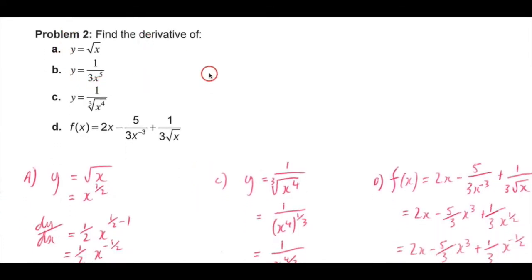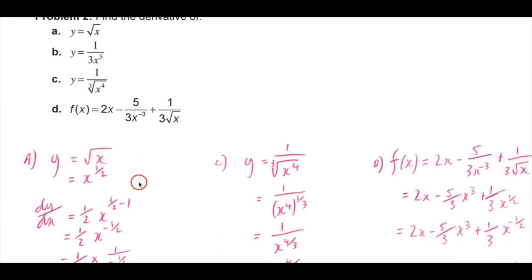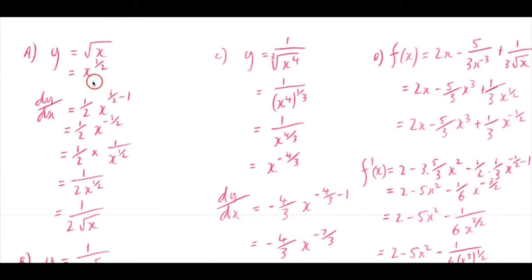Let's see how that's applied here with problem 2. Find the derivative of the square root of x. So in A, square root of x, I can rewrite it as being x to the power of a half. Its derivative, the half comes down, I multiply by x raised to the power of a half, take away 1. And we end up with a half x to the power of negative a half. And of course I can rewrite that negative power, so it's 1 over x to the power of a half, multiplying through, and we get 1 over 2 multiplied by x to the power of a half, and then finally 1 over 2 times the square root of x.